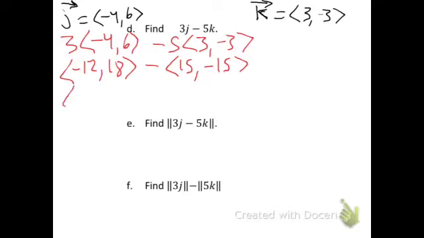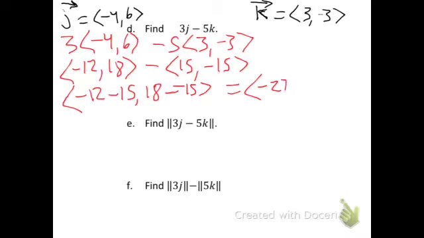And if you want to subtract vectors, you subtract their components. So negative 12 minus 15, 18 minus negative 15, which is going to give you negative 27 and positive 33. So there's our lovely vector here. That's 3j minus 5k.